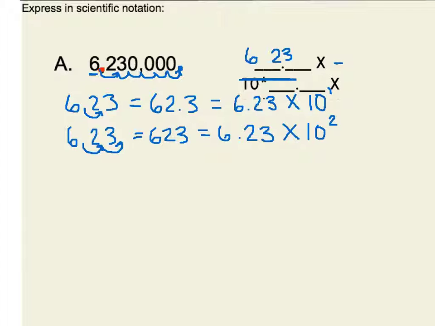to go from 6.23 to 6,230,000. Therefore, it's the same as multiplying 6.23 times 10 6 times, or 6.23 times 10 to the 6th power. Notice because my number was greater than 1, my exponent is positive.